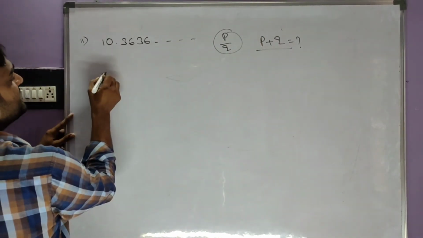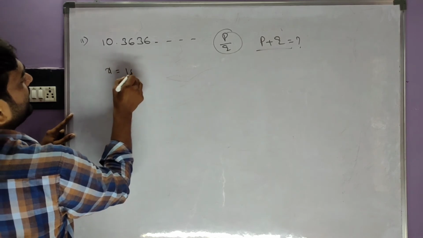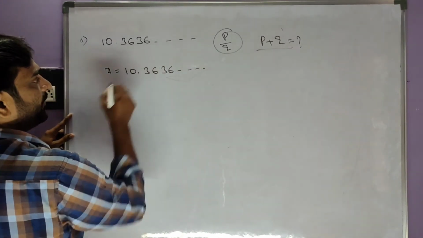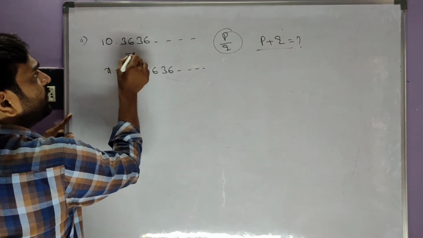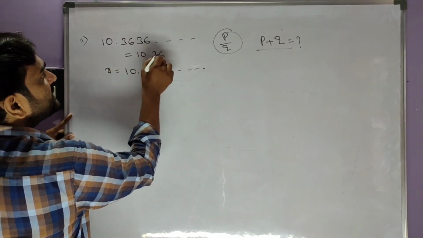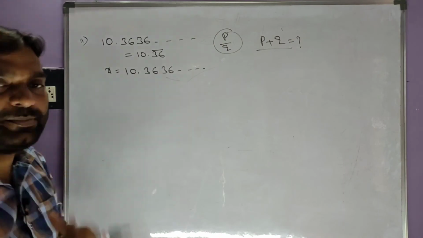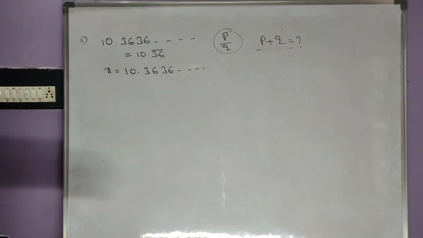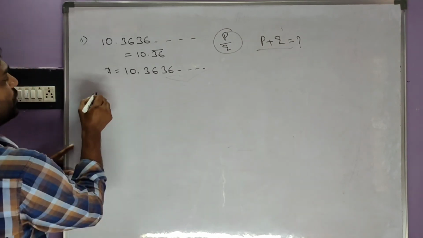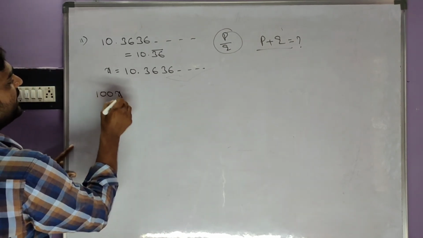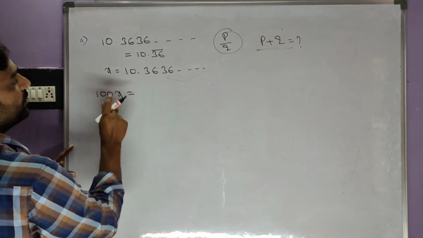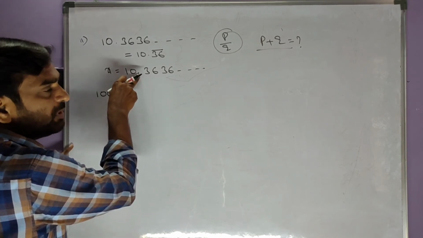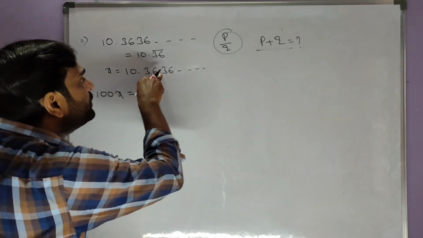Let x be equal to 10.3636 and so on. This is equal to 10.36 bar, because 36 is repeating. What is the periodicity here? 2 is the periodicity. So multiply by 100 on both sides: 100x. If you multiply 100 to this number, the decimal point moves 2 digits forward.